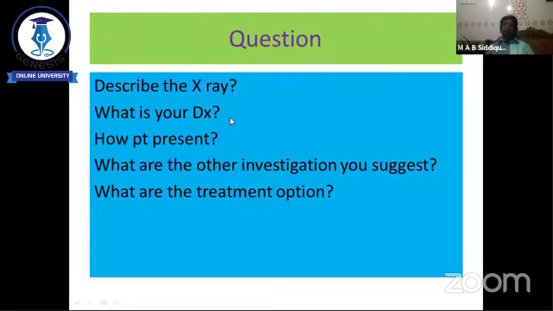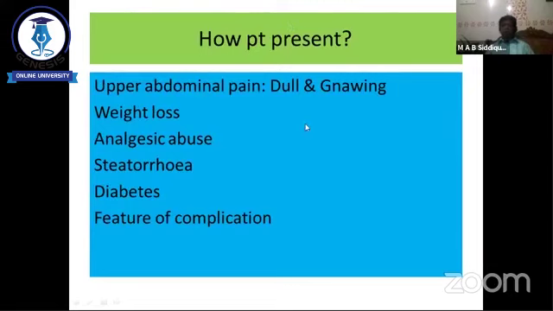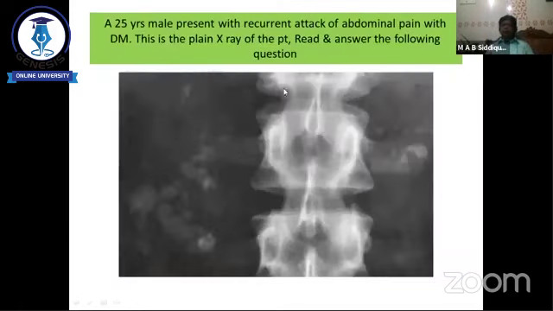So describe the X-ray. What is your diagnosis? How does the patient present? What are the other investigations and what are the treatment options? Why do you say pancreatic? Because chronic pancreatitis produces this radio-opaque shadow, and the patient usually presents with diabetes mellitus. In long-standing cases, the patient develops diabetes. So this is the clue that this is a pancreatic stone, as there is no relation between diabetes mellitus and renal stone. So you must first mention that this is a pancreatic stone.